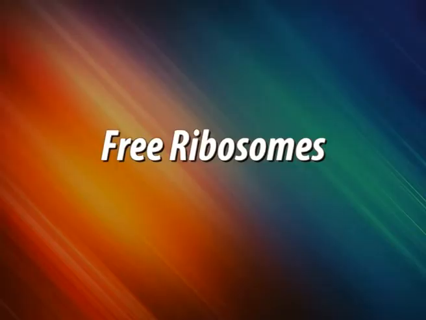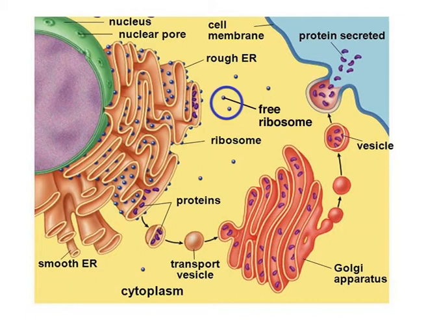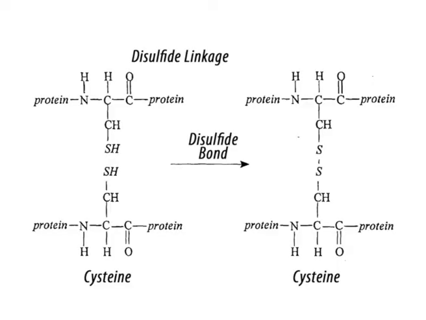Free ribosomes. Free ribosomes can move about anywhere in the cytosol, but are excluded from the cell nucleus and other organelles. Proteins that are formed from free ribosomes are released into the cytosol and used within the cell. Since the cytosol contains a high concentration of glutathione and is therefore a reducing environment, proteins containing disulfide bonds, which are formed from oxidized cysteine residues, cannot be produced within it.